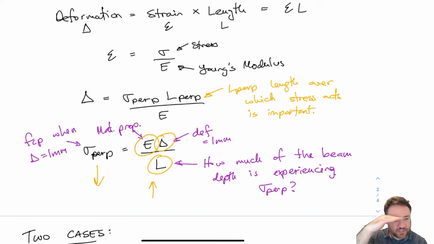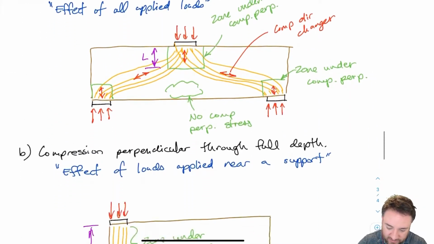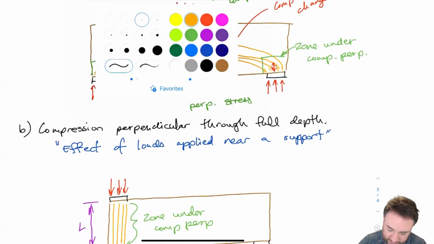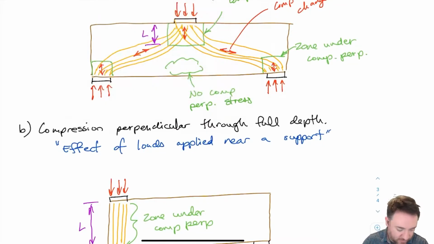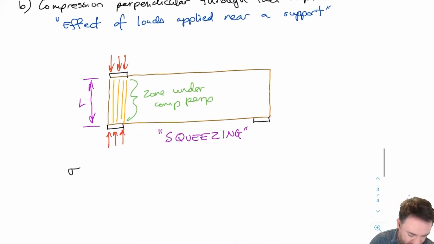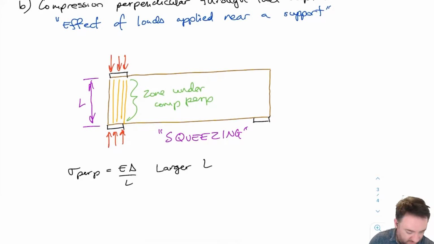So if I want to limit that deflection to a certain limit of 1 millimeter, I have to limit the stress to a lower limit as well. And that's exactly what the standard does, and we're going to see how it does that. To sum that up, recalling this equation, delta over L: larger L means lower perpendicular to grain stress for the same deflection of 1 millimeter.